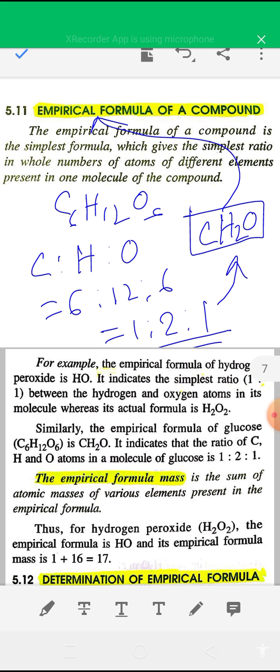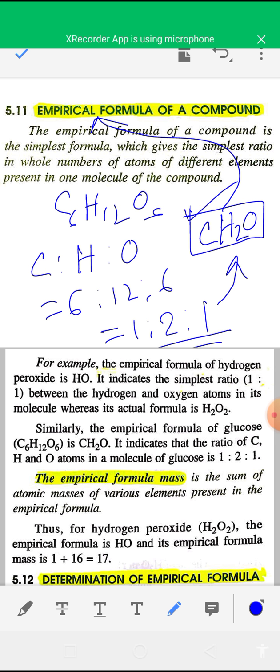And the mass of this unit CH2O is known as the empirical formula mass of glucose. So what is empirical formula mass? It is the sum of atomic masses of the various elements present in the empirical formula. According to the empirical formula, the mass of the unit is known as the empirical formula mass.